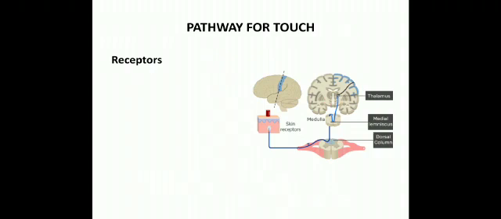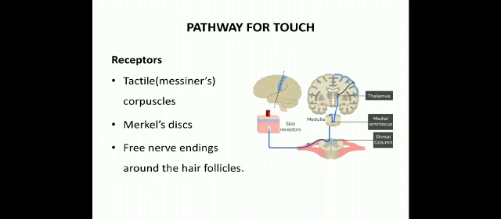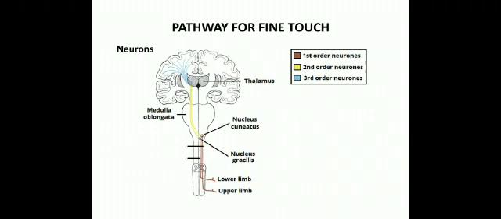So, the pathway for touch. Here the receptors include the tactile Meissner corpuscles, the Merkel's discs and the free nerve endings around the hair follicles. The first neuron is from the peripheral process of the neurons in the ganglia that constitute the sensory nerves, as in pain. The second neurons are different for fine touch and crude touch.